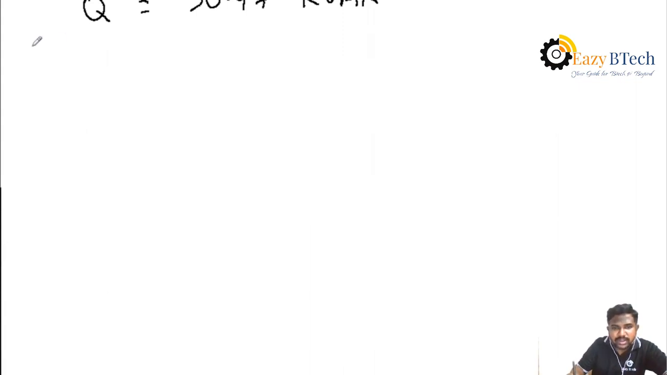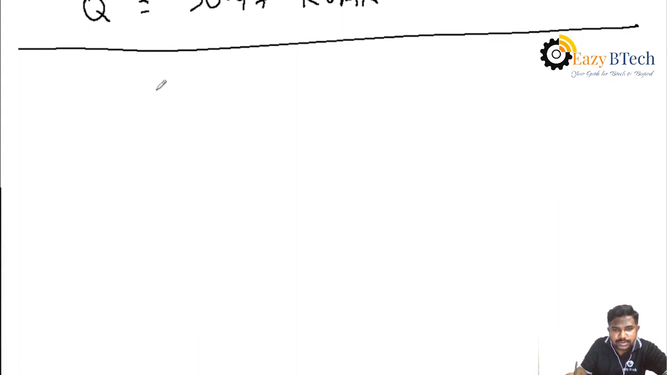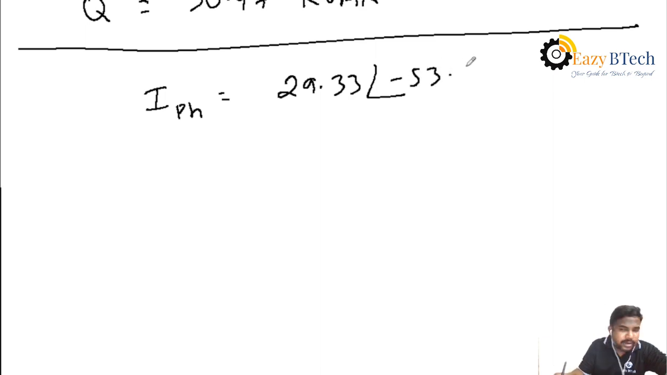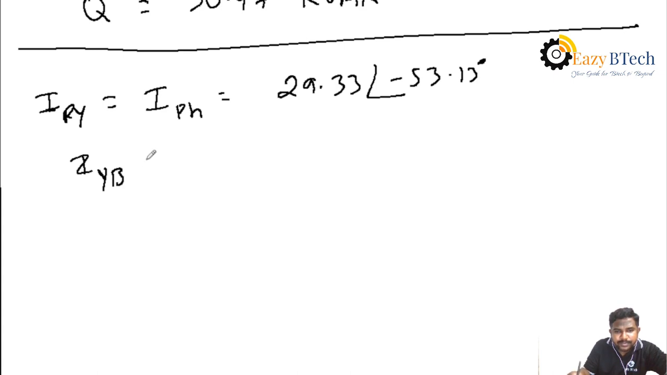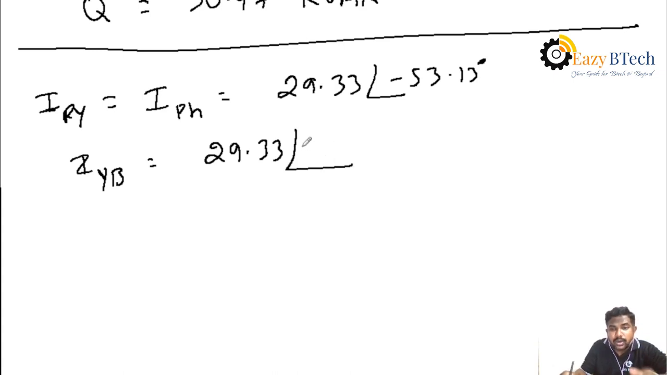I am showing you how to calculate the phase angles of the three phase system. Suppose we calculate the phase current, or line current also. What is the value of phase current? 29.33 at an angle 53.13. Now suppose this is the phase IR. Then what is the current IYB? The value is the same, 29.33, but displaced by 120 degrees from each other.